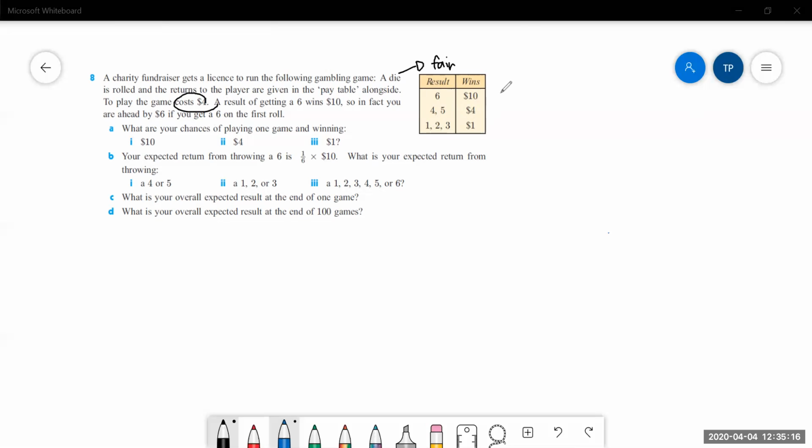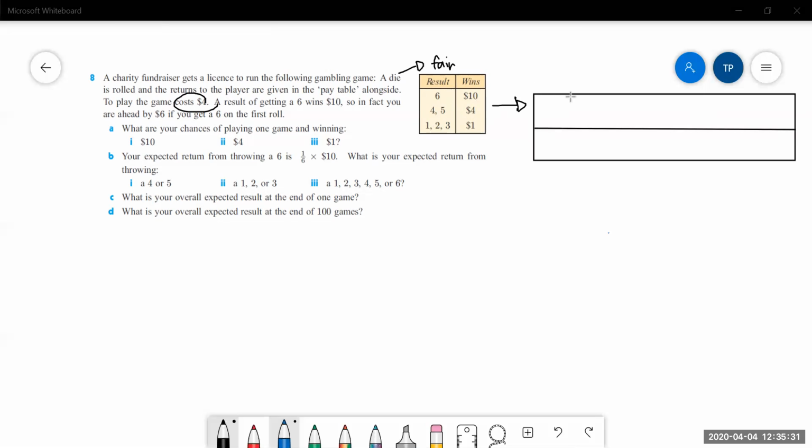So firstly, when they give me this table, I want to come out with my own PDF. Do you know what PDF means? The probability distribution function. Yes, correct. So we break down part by part, because there's an intention of the setter for giving us different parts. They gave us this table to make us come out with the PDF. They gave us the game cost of $4 for us to find out later whether it is a fair game.